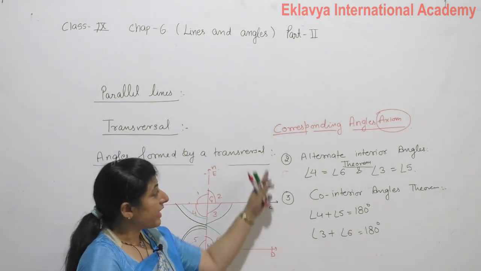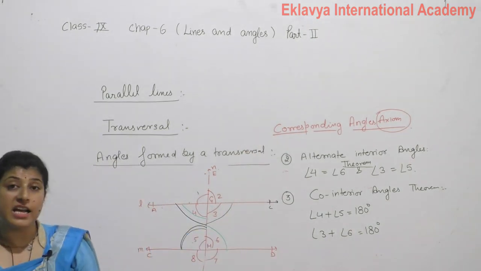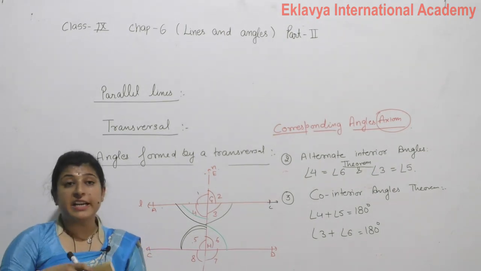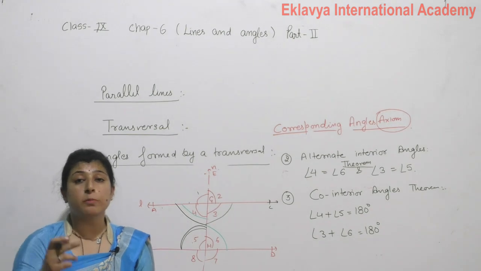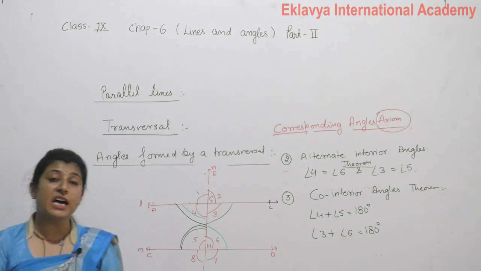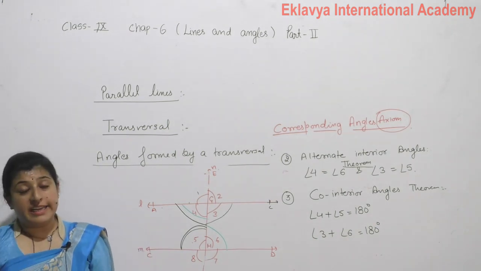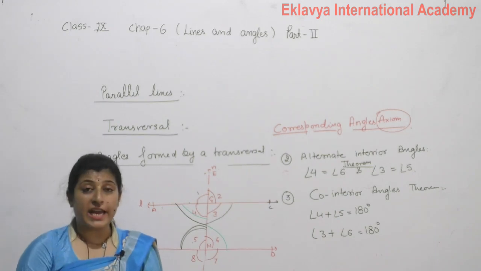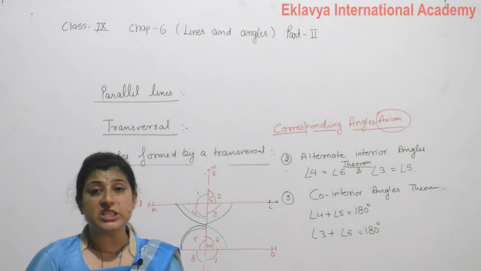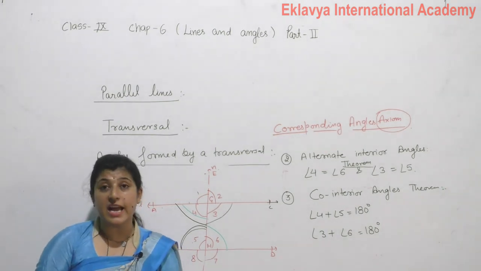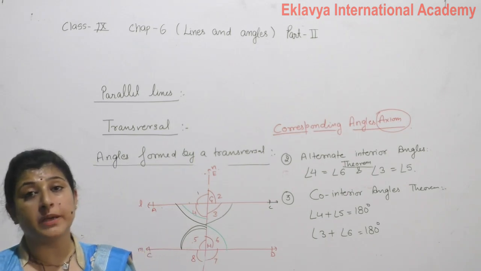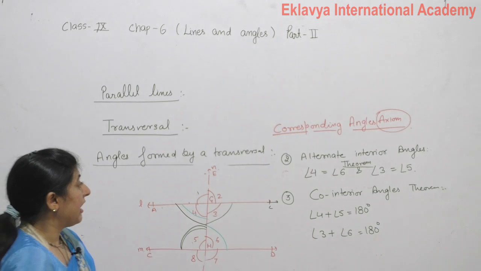These are two theorems and the corresponding angle axiom. Statement of the corresponding angle axiom: when a transversal intersects two parallel lines, then their pairs of corresponding angles are equal. The next axiom we can say: when a transversal intersects two lines such that their corresponding angles are equal, then these lines are said to be parallel.